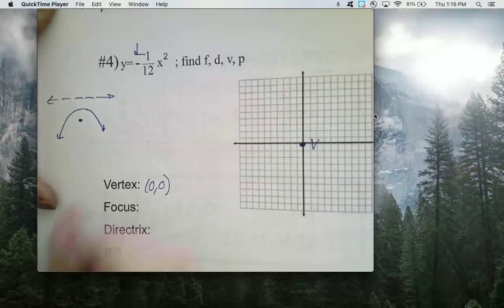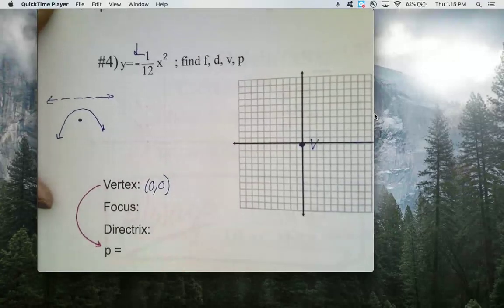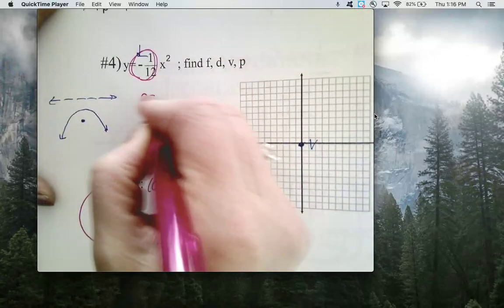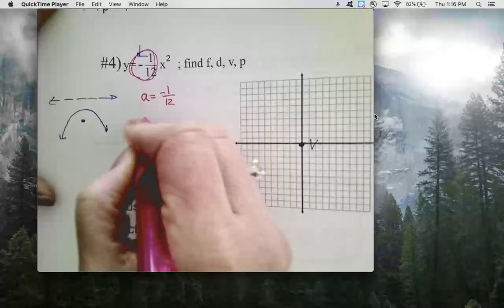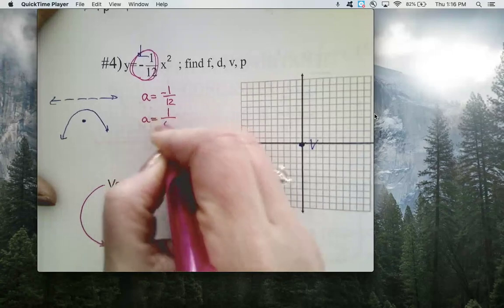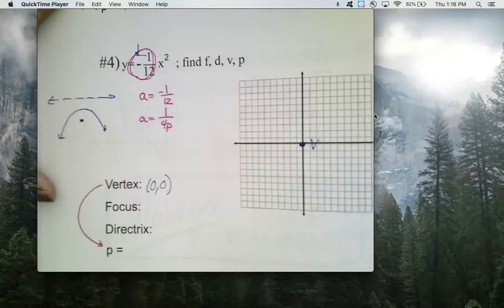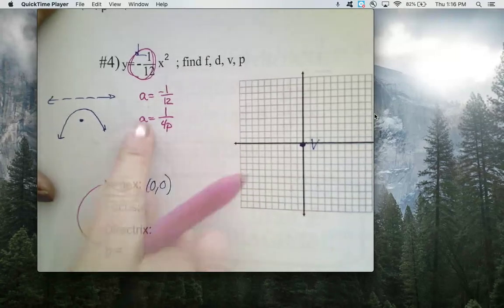Then, again, we move from our vertex to find our focal length. So, again, it's about that A value. We know A equals 1/12. A is also from that formula 1 over 4p. Yes, I know some of you can look at the equation and tell me your focal length. You have to write this work down.